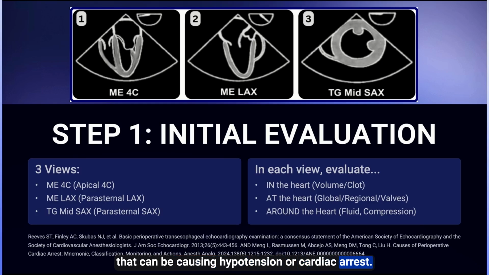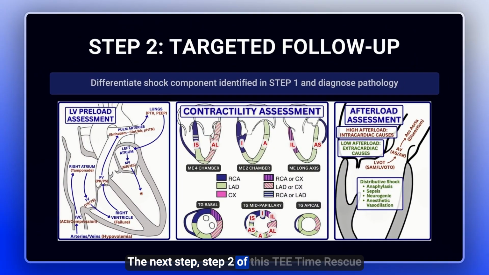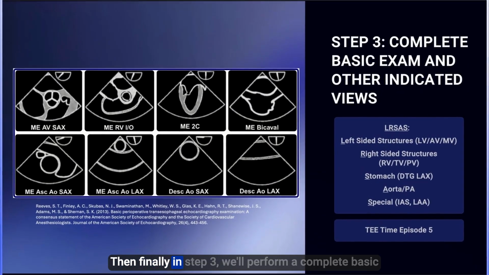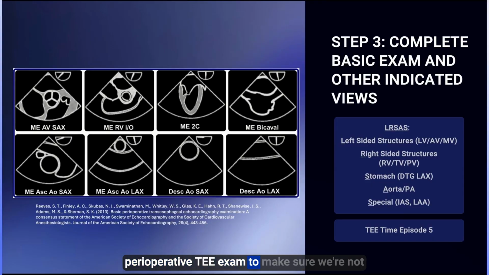Based on this evaluation, you'll hopefully determine if there's a problem with preload, contractility, or afterload that could be causing hypotension or cardiac arrest. The next step, step 2 of this T-Time Rescue TEE protocol, is to take the information gained in step 1 and to differentiate that shock component and diagnose pathology further. We'll either narrow into this preload, contractility, or afterload and try and diagnose the pathology itself. Then finally, in step 3, we'll perform a complete basic perioperative TEE exam to make sure we're not missing other things and do it in a systematic way.